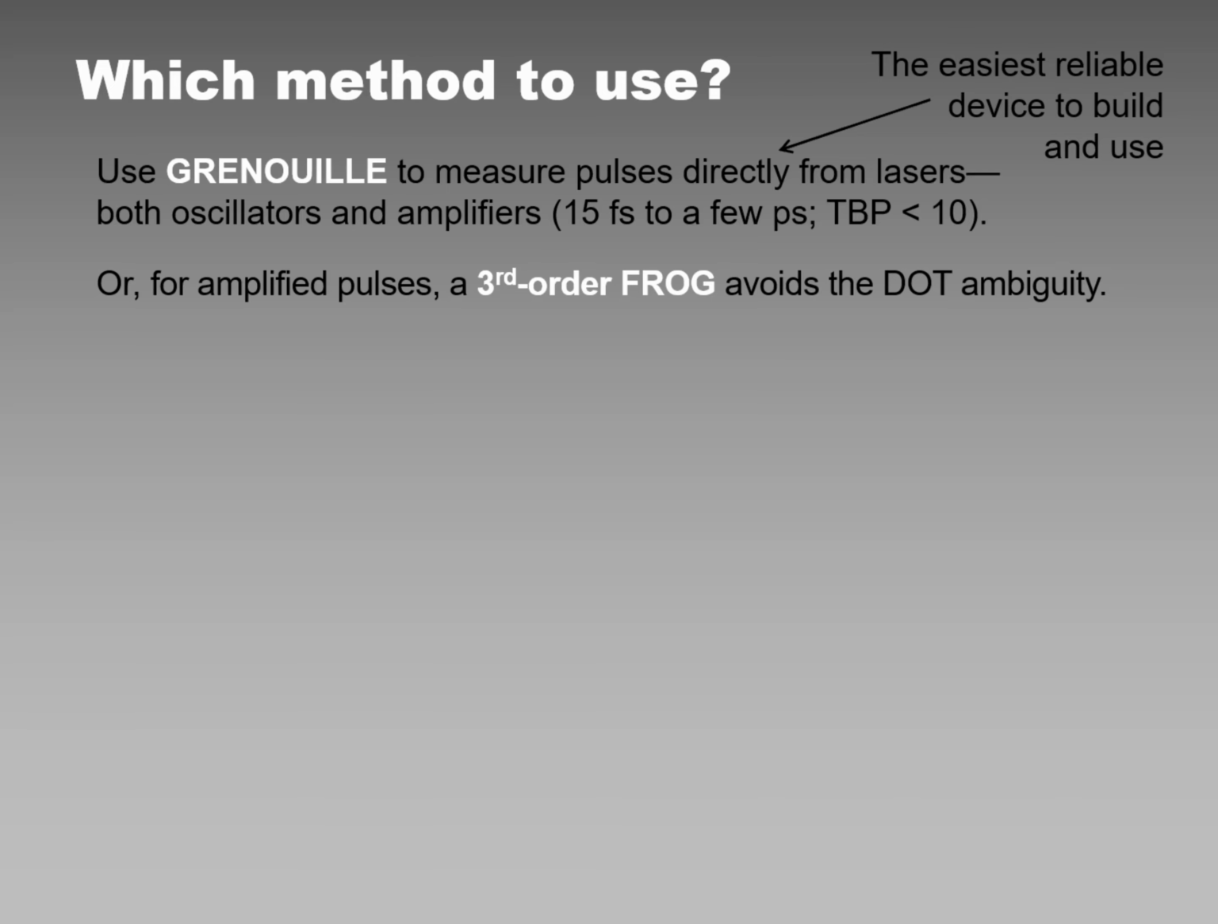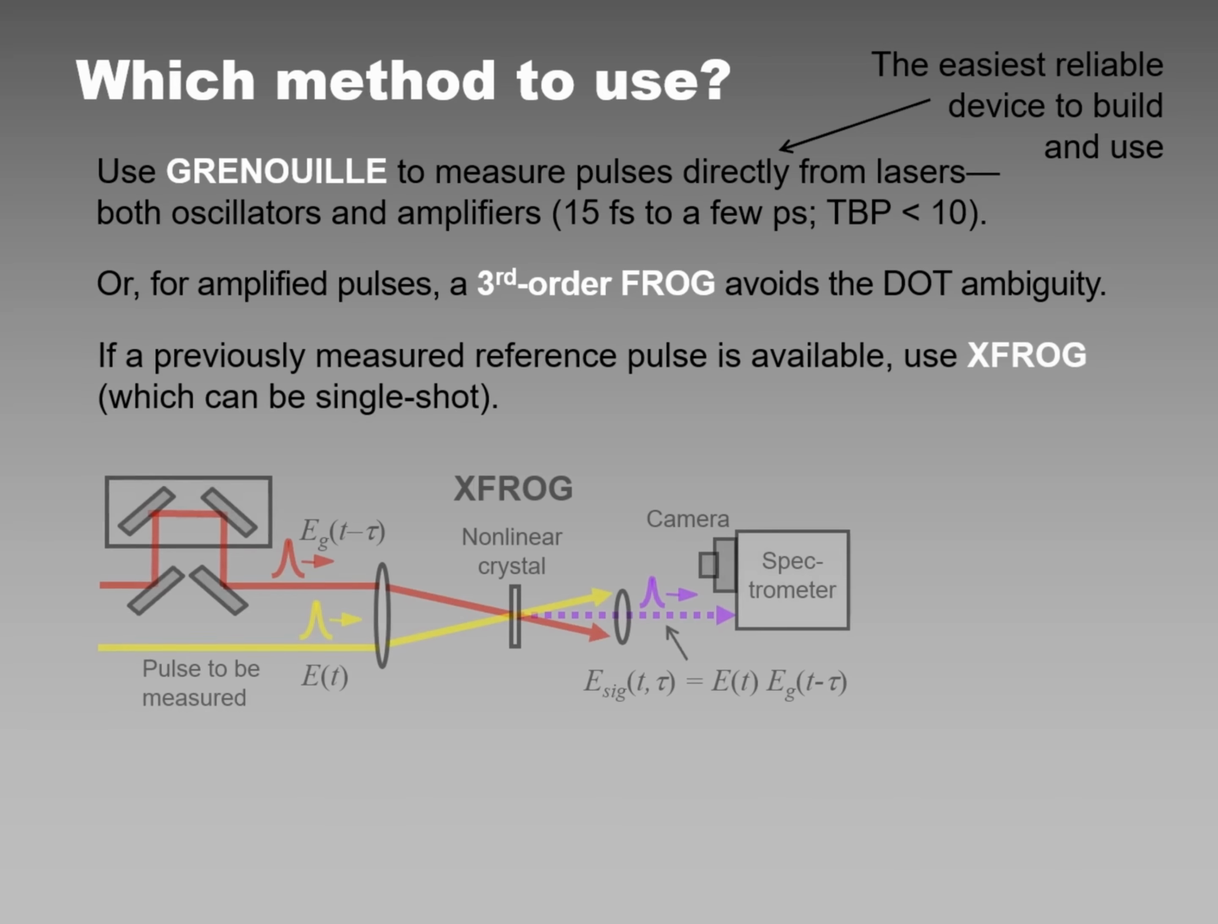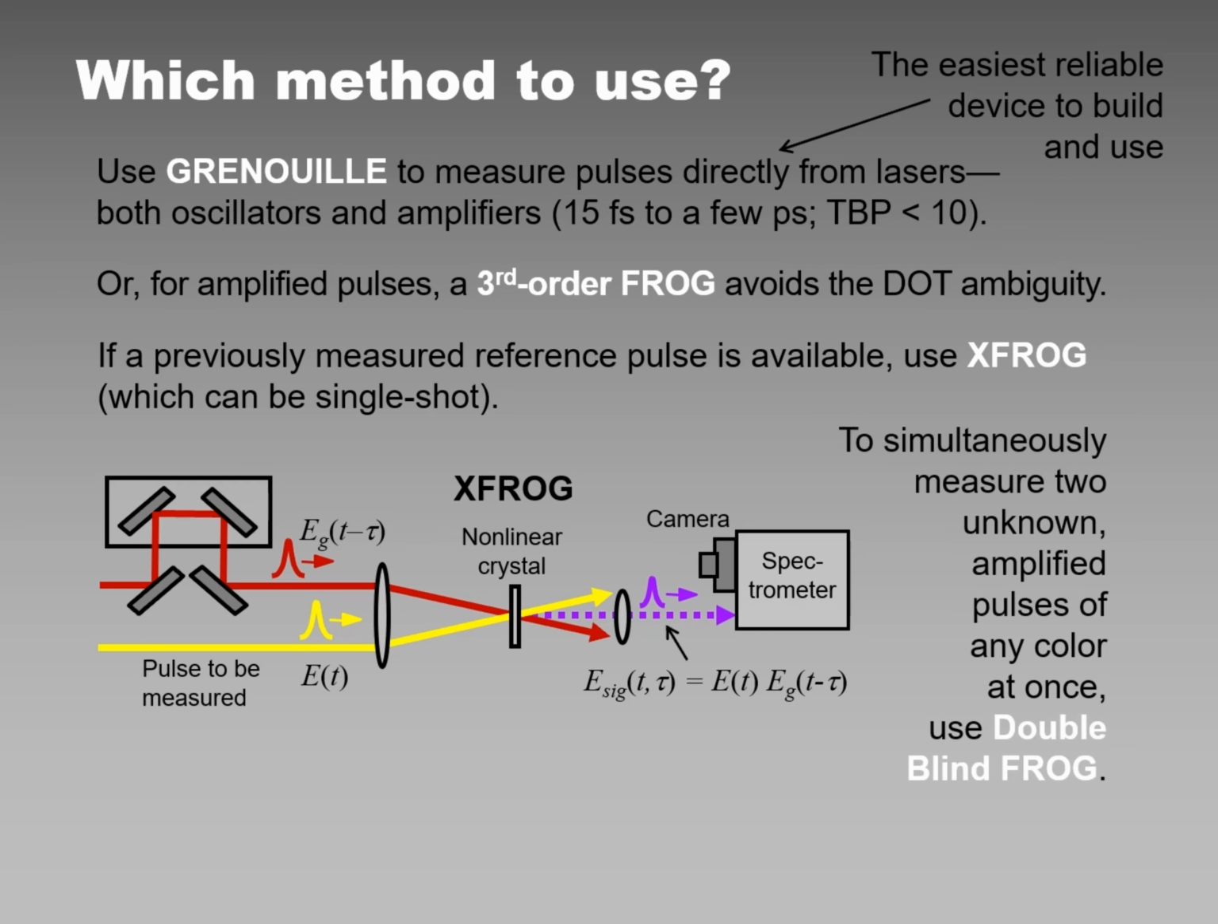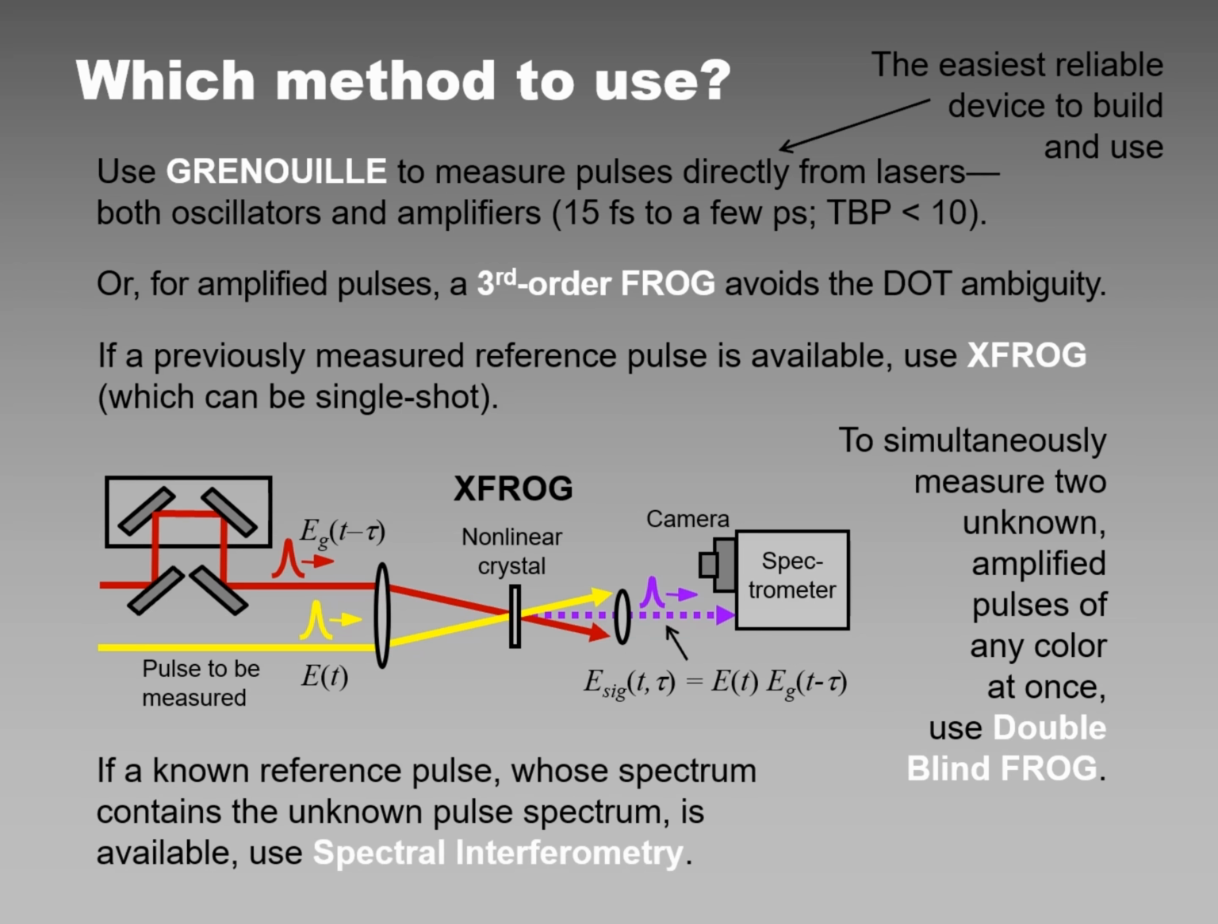If a pulse is complicated, and a previously measured stable reference pulse is available, use XFROG, provided that it's synchronized with and simpler than the unknown pulse. To simultaneously measure 2 unknown amplified pulses of any color at once, use double blind FROG. If a stable reference pulse spectrum contains the unknown pulse spectrum, use spectral interferometry, which is what we'll be talking about next.